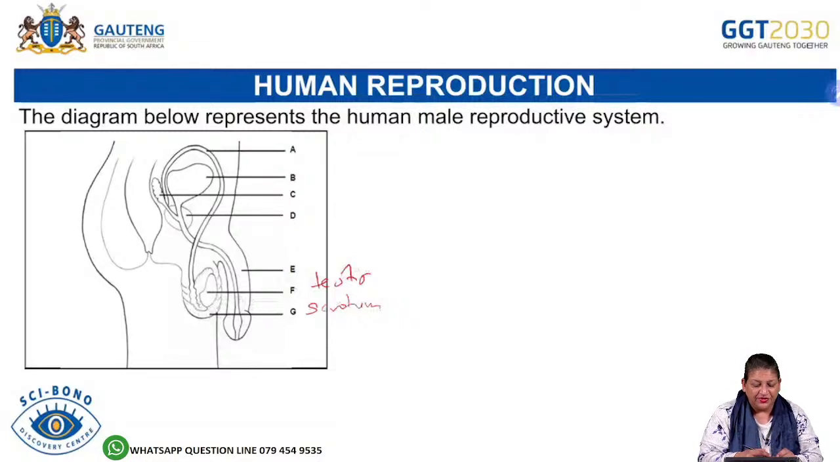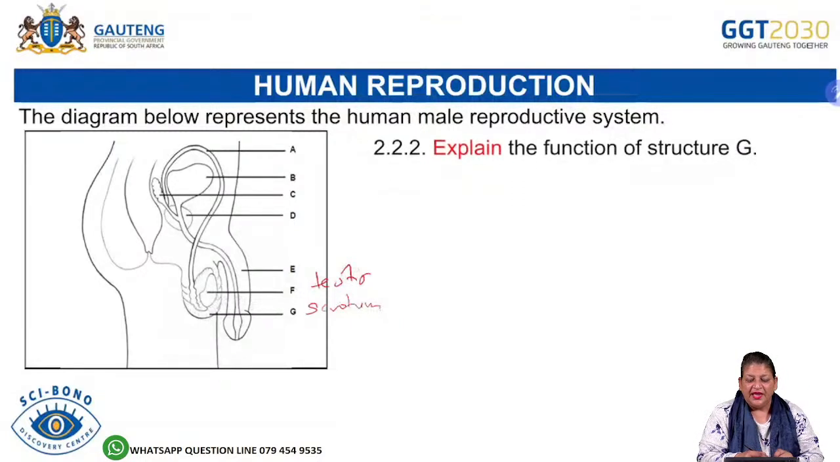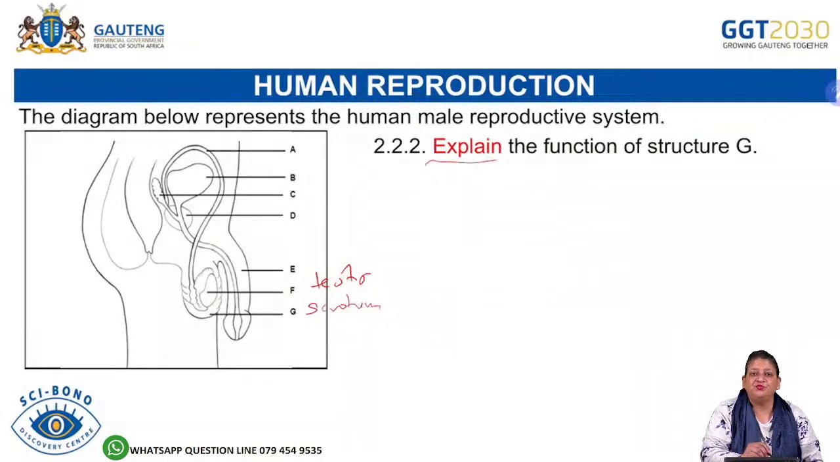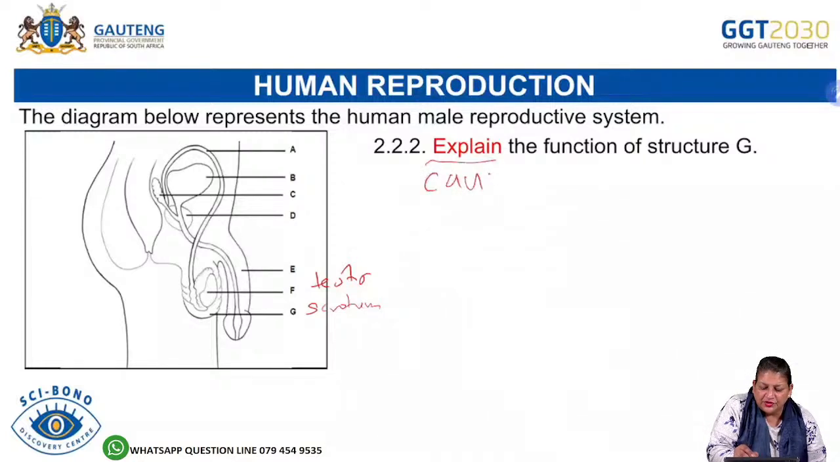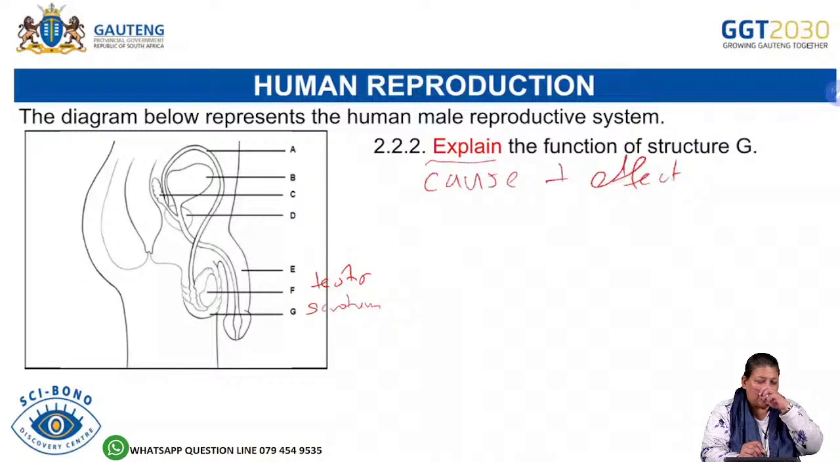Now you've analyzed everything about this diagram. Now that you know everything, you look at the question. Explain the function of G. And look at the word explain. It is highlighted in red. The reason is, whenever you have a question saying explain, you need to use a cause and effect answer. Cause and effect means what is it?